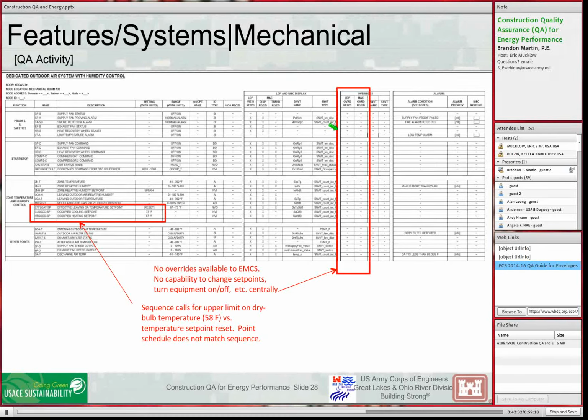Let's say that the operation changes from everybody coming in at 6 in the morning to everybody coming in at 8 in the morning. That schedule needs to be adjusted. In this case, the EMCS operator would not have a way to do that.